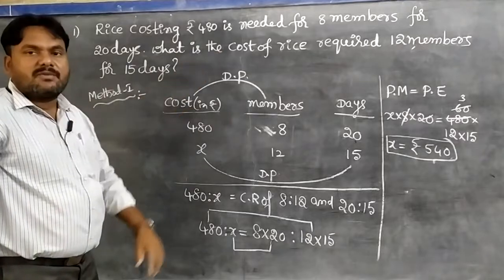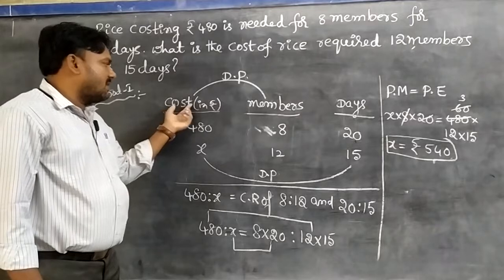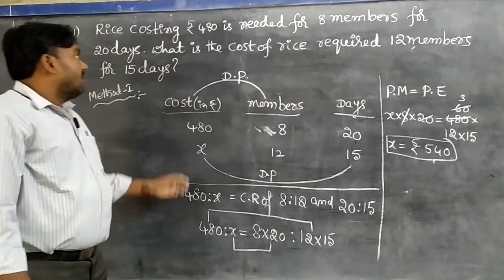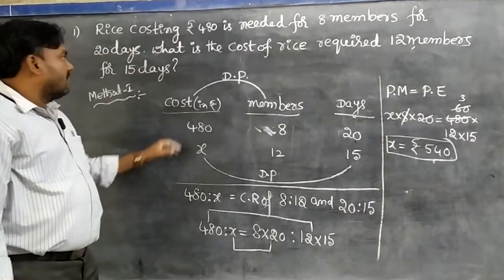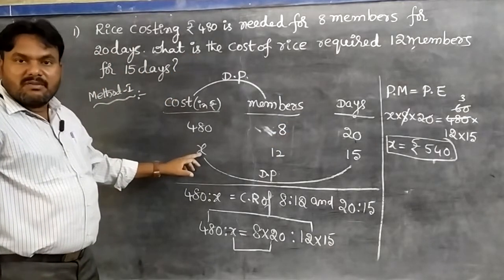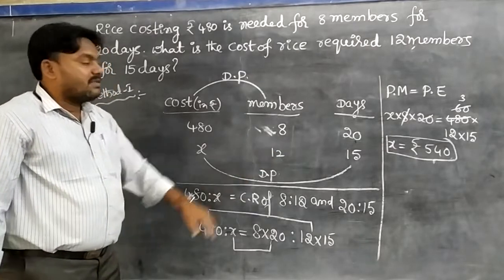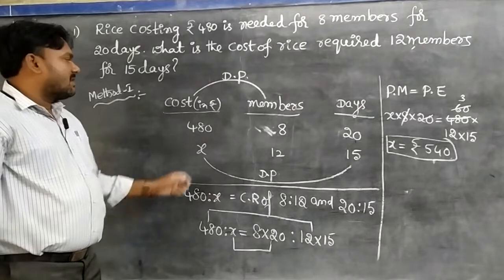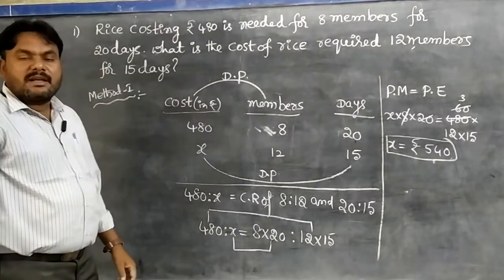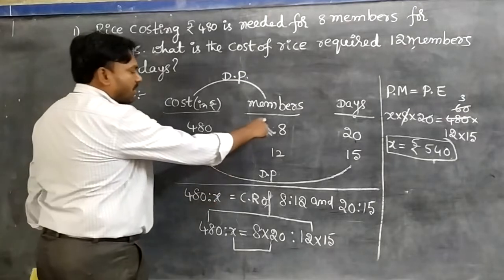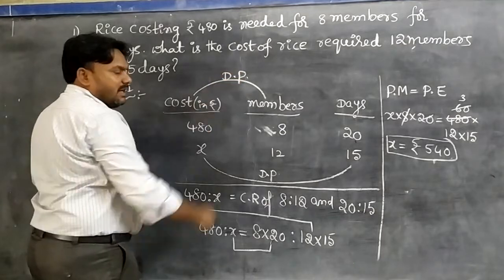First identify the three quantities. What are the three quantities here? Cost in rupees, members and also days. First one: 480 rupees, 8 members, 20 days. Second one, we find the value, which will be taken as x, next 12 members and also 15 days. So comparing the first two, cost and members are both in direct proportion. Why? Because if members increase, cost value also increases. That's why both are in direct proportion.